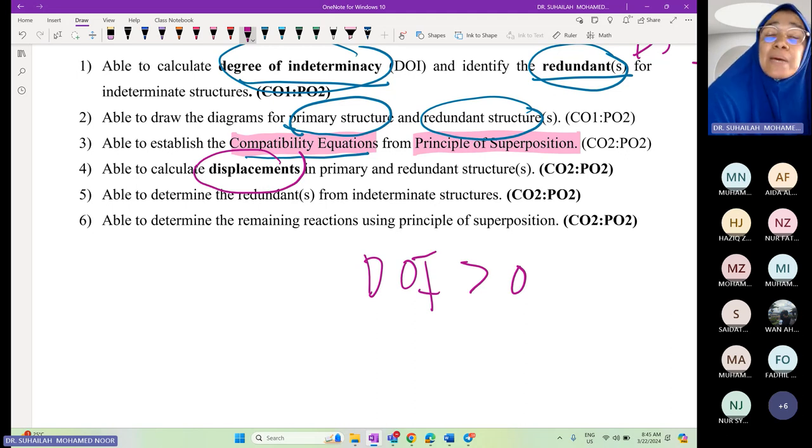Sebab redundant lah you tak dapat kira tiga remaining reaction guna equilibrium equation. Sebab kalau dia tiga je reaction dalam satu sistem tu, you boleh solve guna equilibrium equation. Now ada empat. Tiga boleh solve, satu tak boleh solve. So satu ni problem. Redundant is the problem. Solvekan problem ni dulu baru boleh solve lagi tiga. So that's the idea. Okay?